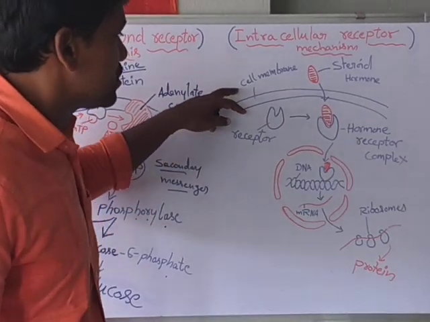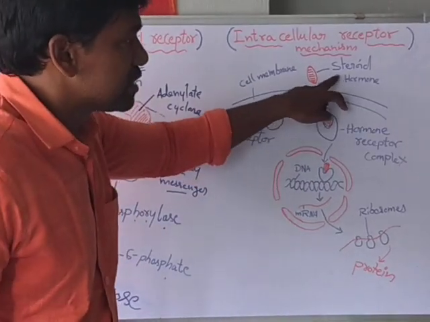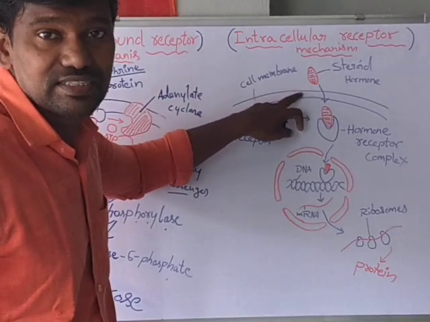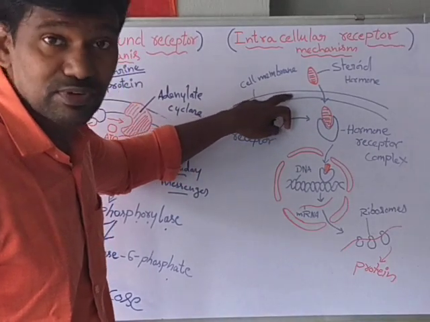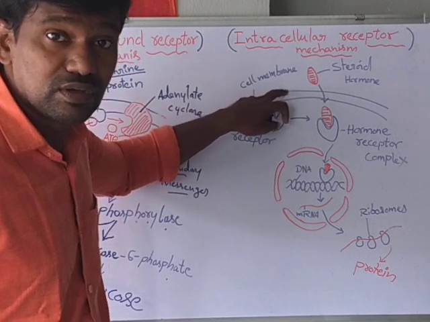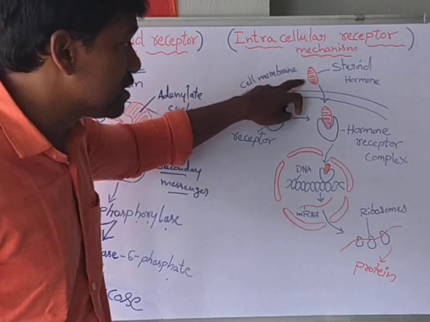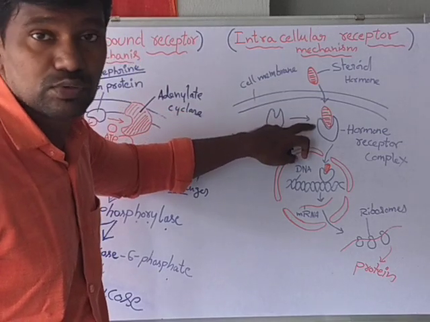Anyhow, okay. So here this is the plasma membrane and this one is the steroid hormone. Steroid hormone generally dissolves in the fats. The plasma membrane contains phospholipids, so this hormone is able to dissolve in the phospholipid. That's why this steroid hormone crosses into the cell.